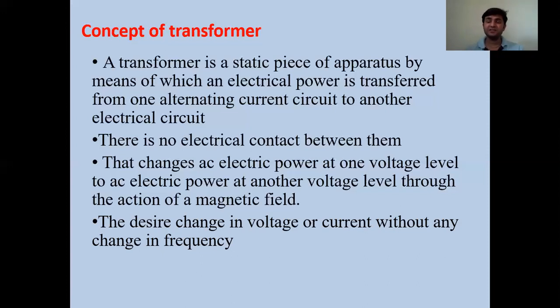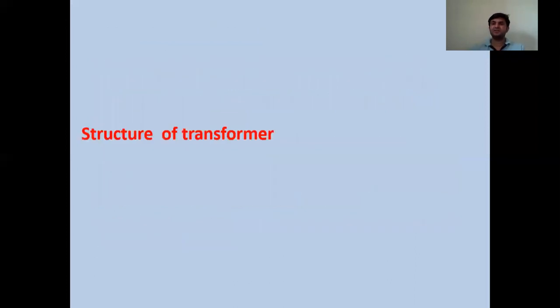But there is one condition: the frequency remains the same. The desired change in voltage or current is achieved without changing the frequency. The transformer transmits power from one AC circuit to another with an increase or decrease in voltage, but the frequency is not changed. The input frequency and the output frequency are both the same. This is the transformer. Now we will see the structure of the transformer.